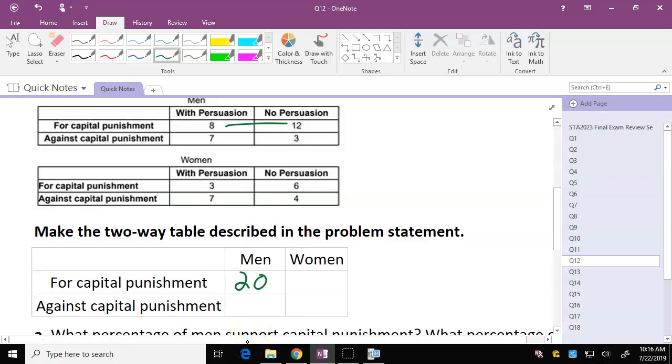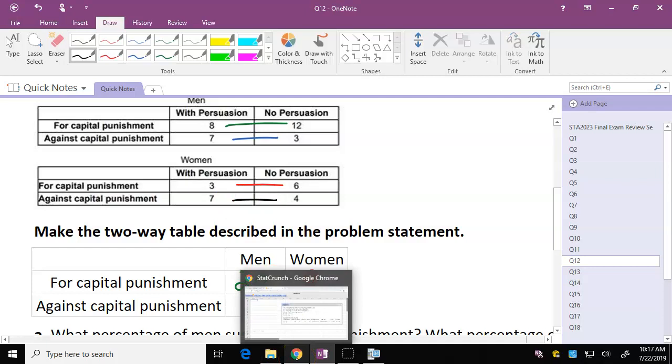How many men were against? 10, right? Because you take the next two numbers. Add those two together. That's your 10. Okay? How many women were for capital punishment? 9. Because you take and add the 3 and the 6. And then how many women were against capital punishment? 11. Good. Because you add the 7 and the 4. So there's your first part. We filled in our table.